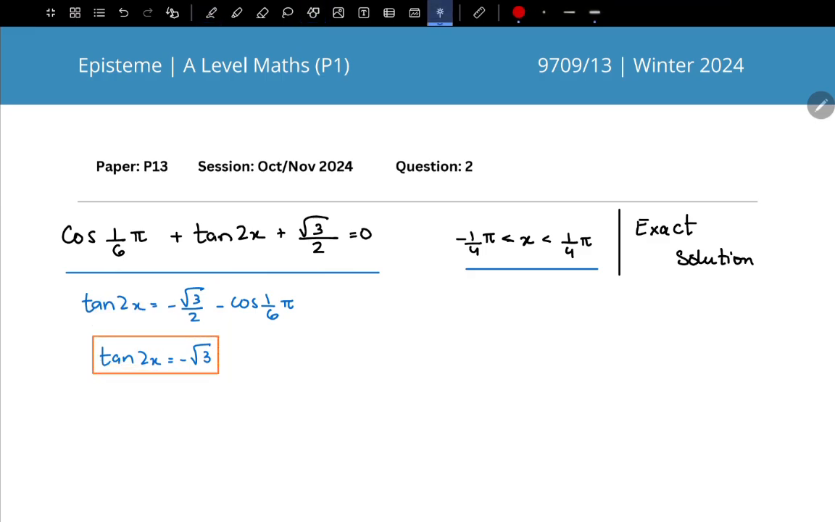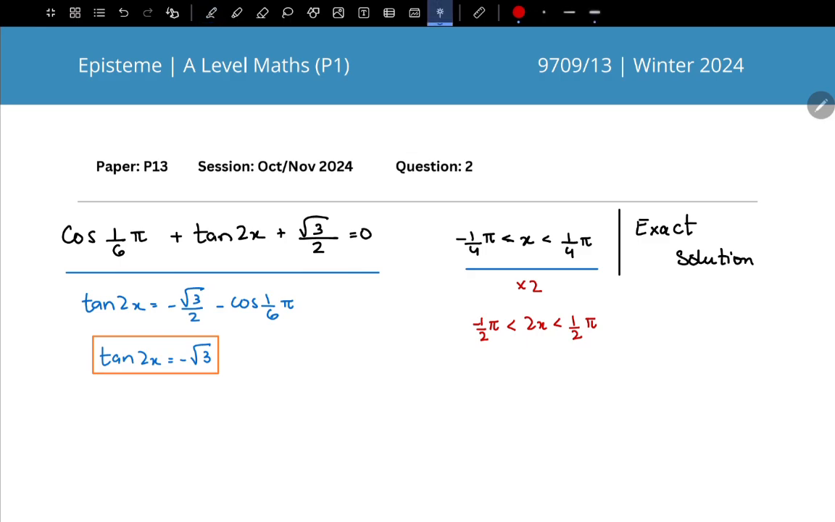Now if we look at the domain, we can see that the domain is given for x and what we have is 2x. So we cannot take the inverse since we don't have the domain for 2x. So let's first try to find the domain for 2x. We can find it by simply multiplying the domain that we've been given by 2. So multiplying this by 2 will give us that 2x lies between positive 1 upon 2 pi and negative 1 upon 2 pi.